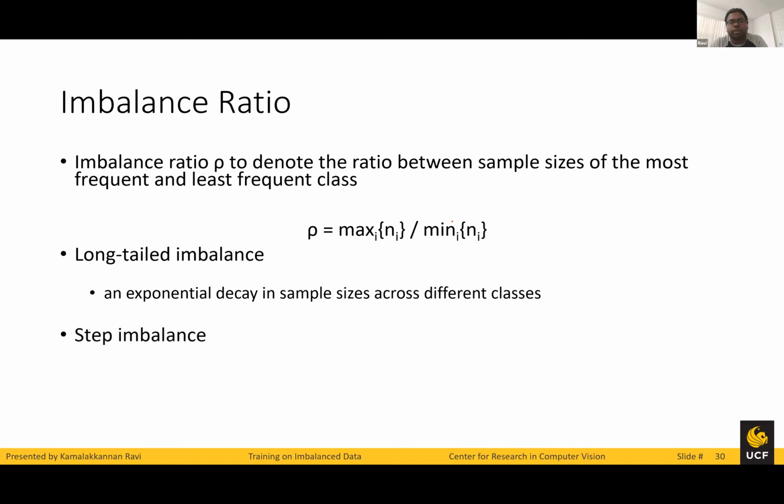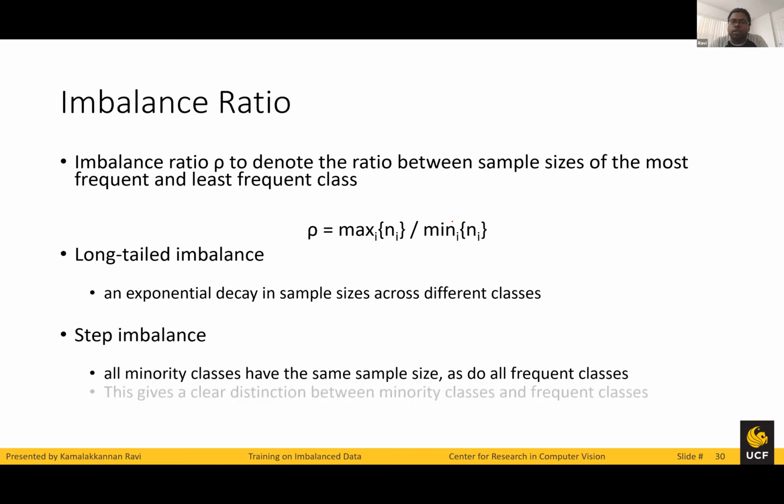They would have a decaying level of samples. And the other one is step imbalance that we've seen before in the related works, where minority classes have the same number of samples as each other, and majority classes likewise. And one thing they notice is it helps to distinguish the minority class and majority class, so that we could see how good our method performs with the two types of imbalance.